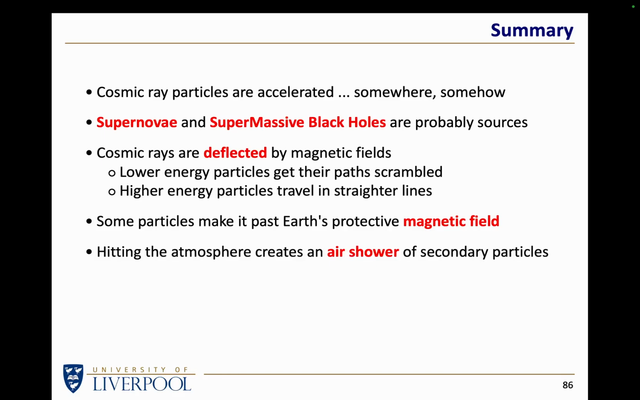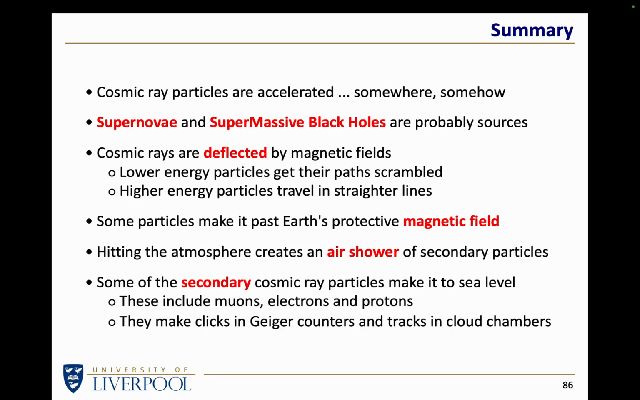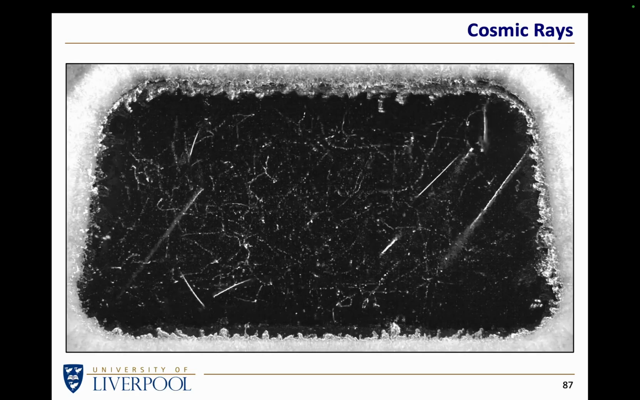They hit the atmosphere, produce an air shower, and the air shower of secondary particles, many of which make it to ground level. And they include muons, electrons, and protons, and they make clicks in Geiger counters, and they leave tracks in cloud chambers. So that's a reminder of what a cloud chamber can show you. Lots of different particles arriving. And I've switched the Geiger counter back on to remind us that each click you can hear is a cosmic ray particle.